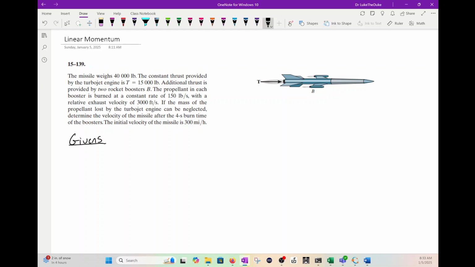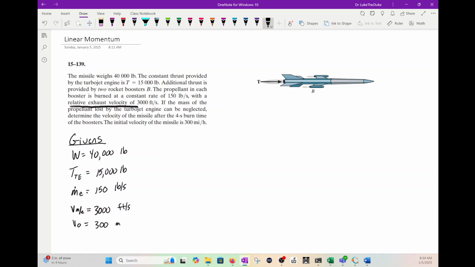So what we have are the givens. We've got the weight, 40,000 pounds. Thrust of the turbojet engine, 15,000 pounds. M dot E is 150 pounds per second. The relative velocity of the missile with respect to the exit, where does it say that? Relative to the exhaust, velocity is 3,000 feet per second. Initial velocity is 300 miles per hour.